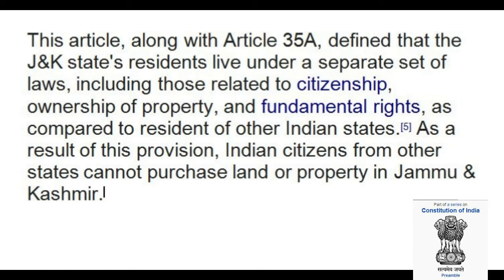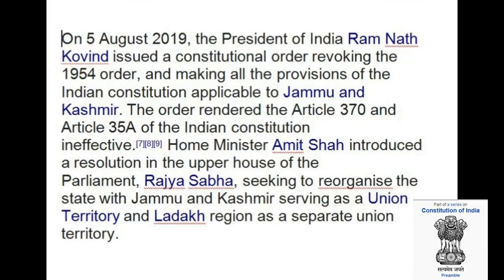5. As a result of this provision, Indian citizens from other states cannot purchase land or property in Jammu and Kashmir. 6. On August 5, 2019, the President of India Ram Nath Kovind issued a constitutional order revoking the 1954 order, and making all the provisions of the Indian Constitution applicable to Jammu and Kashmir. The order rendered the Article 370 and Article 35A of the Indian Constitution ineffective.